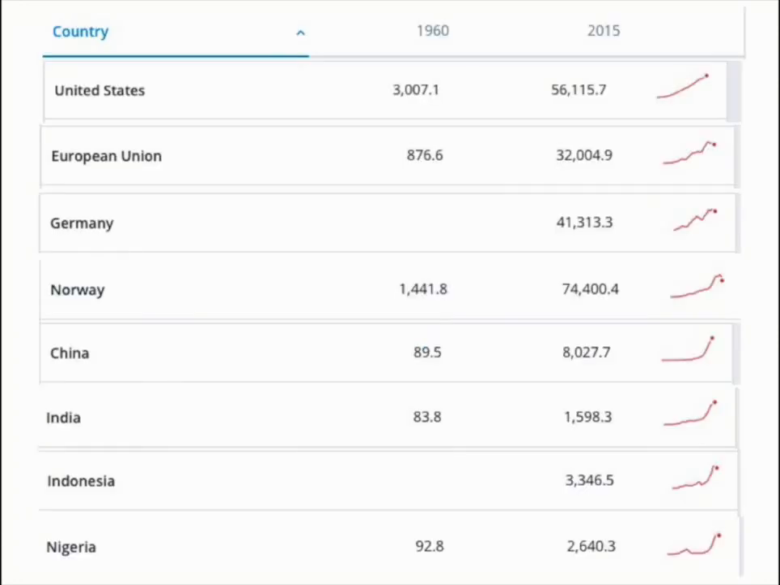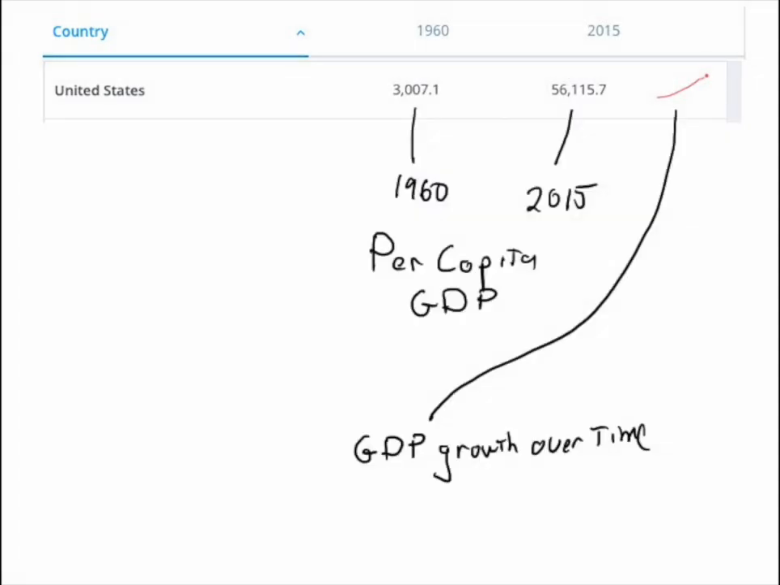I have picked several of those countries out and pasted those on this slide, and let me just go through some of the information on this slide. Let's start with the United States. Here we see that per capita GDP in 1960 was $3,007. It increased to $56,115 in 2015. You can see there a graph next to it, GDP growth over time, and overall GDP per capita has grown in the United States.